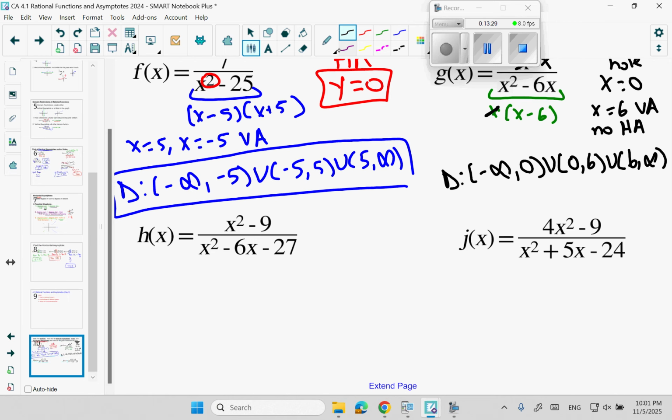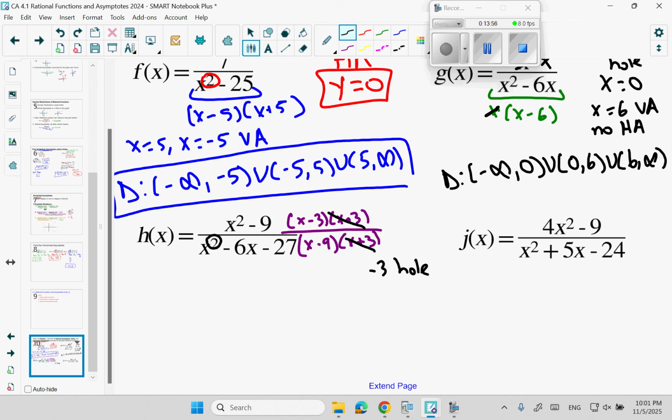On to the next one. Factoring my numerator, we're going to get x minus 3, x plus 3, difference of squares. And here, what multiplies to negative 27 adds to negative 6? That'd be x minus 9 and x plus 3. We can see that x plus 3 and x plus 3 cancel. So I know that negative 3 is going to be a hole in the graph.